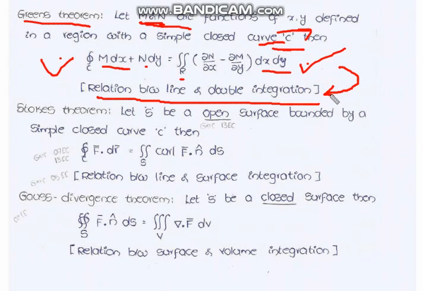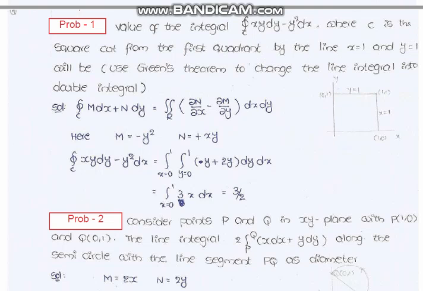So let me take one example which shows how we can apply Green's theorem. The problem says: find the value of the closed integral of xy dy minus y square dx, where C is the square cut from the first quadrant by the lines x equal to 1 and y equal to 1. So the curve C is defined here, it is in the first quadrant, and it is bounded by the lines x equal to 1 and y equal to 1.